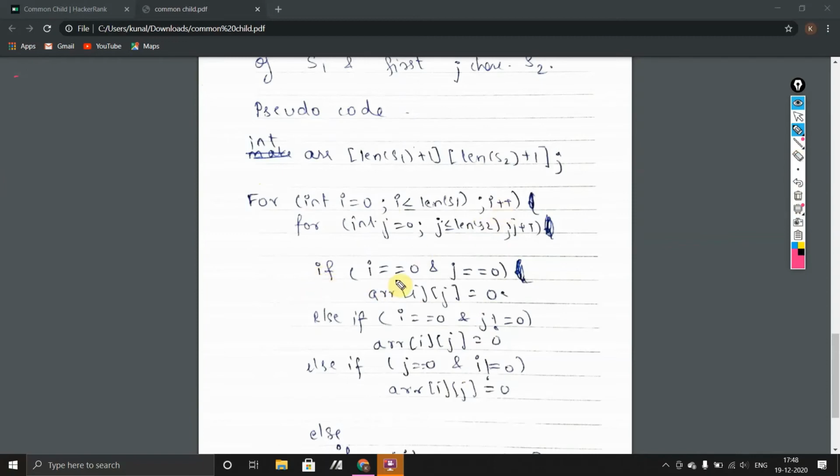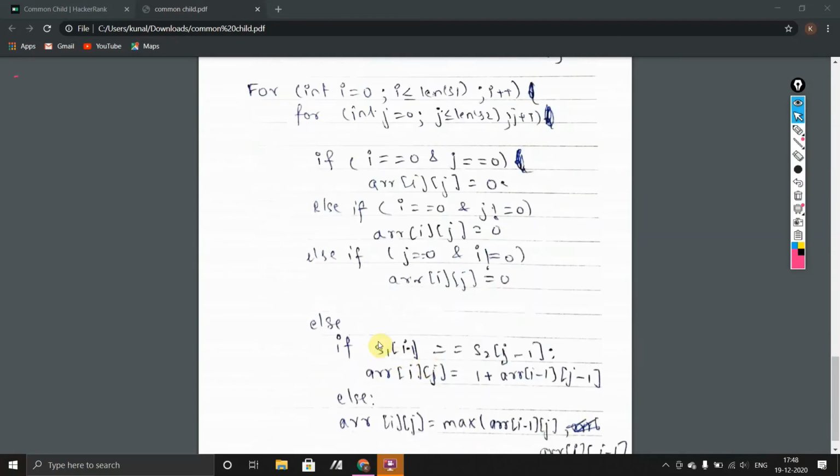So if i equals 0 and j equals 0, both of them have no characters taken, the length will simply be 0. Let's say if one of them is 0, again the length has to be 0, right? Because if we have to make a common child, and one of the strings does not have any characters, it will simply be 0 for both of them. Same goes for j equals 0. And yeah, this is the main part here.